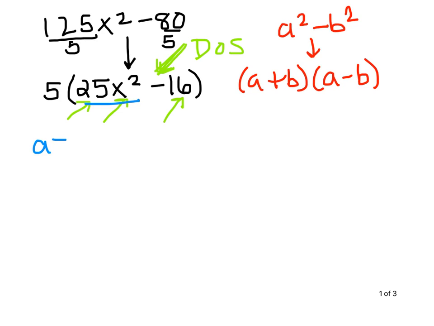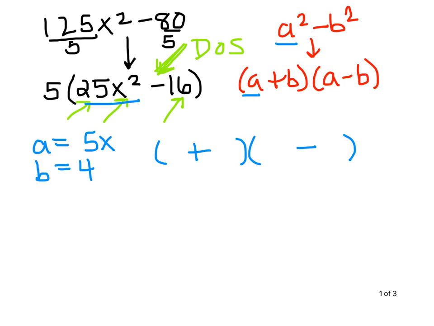So our a term here is equal to 5x. To find the a term, we just take the square root of the a squared. So the square root of 25 is 5, and the square root of x squared is x. Our b term is 4, so we take the square root of 16 to get 4. And now we just have to put it into our factored form.